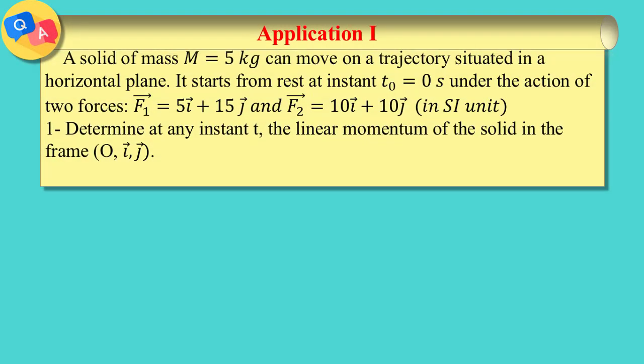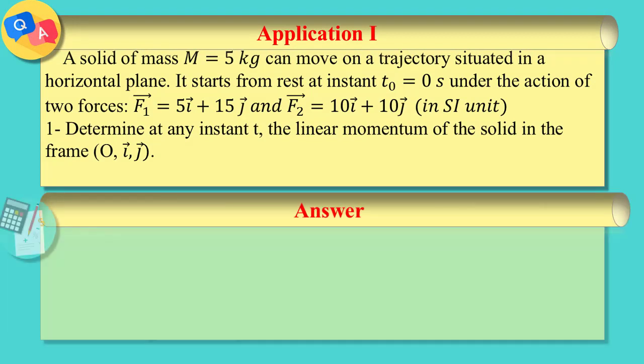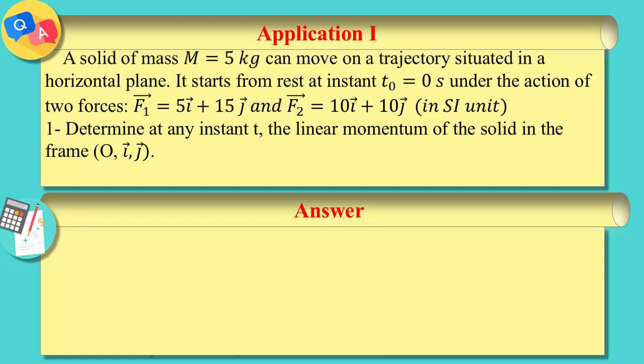Application 1. A solid of mass m equals 5 kilograms can move on a trajectory situated in a horizontal plane. It starts from rest at instant t0 under the action of two forces, F1 and F2. Determine at any time t the linear momentum of the solid in the frame O, i, j vector. We're going to write the general expression of Newton's second law. Since we have forces and linear momentum, the relation between them is F external equals dp vector by dt.